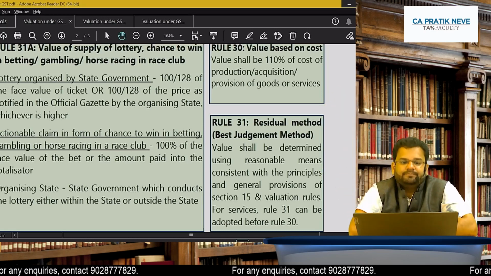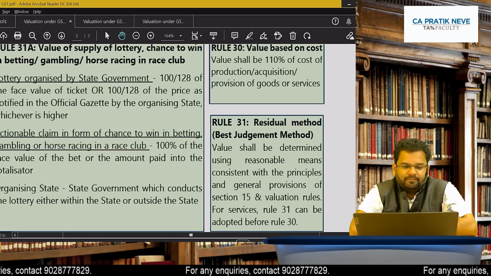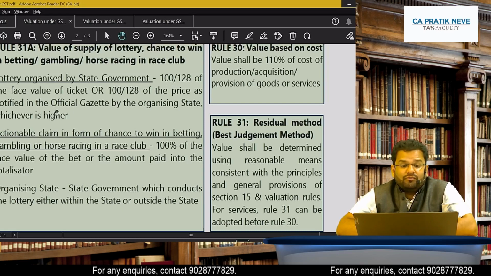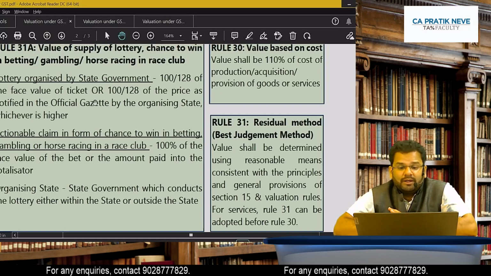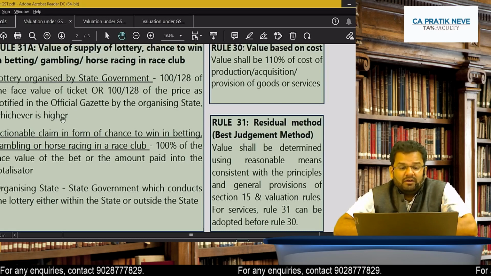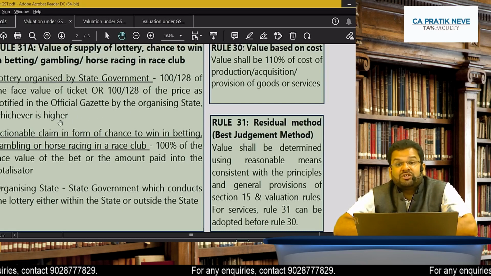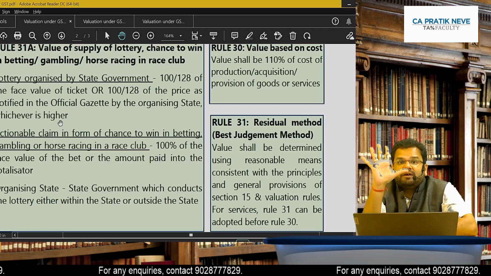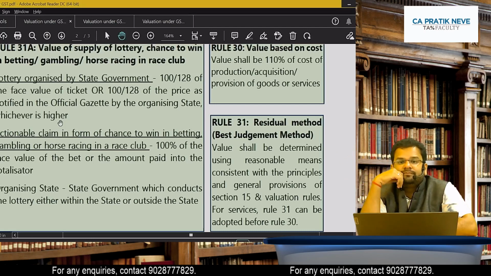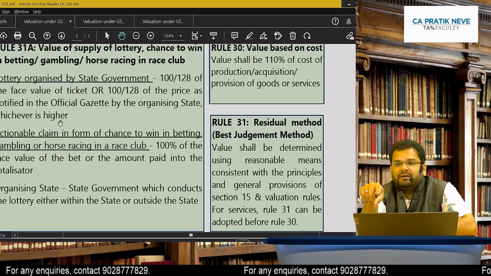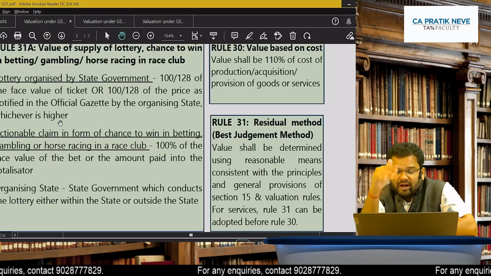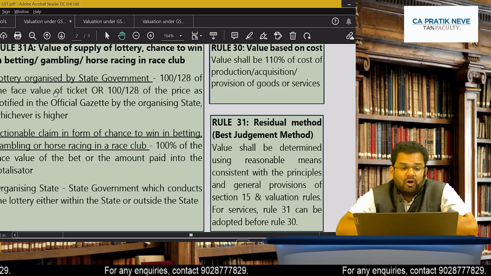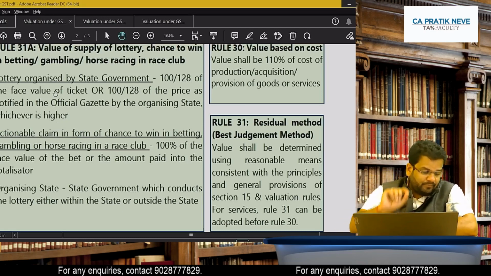So how to value it? Yes, check how to value it. Lottery organized by state government: 100 upon 128 of face value of ticket or 100 upon 128 of price as notified in the official gazette by organizing state, whichever is higher. In short, if lottery ticket's price is say 500 rupees, then what will be assessable value? Assessable value will be 500. No, not 500. It should be 500 into 100 upon 128, Ketki, because it said 100 by 128 of face value. In short, yes, very good.